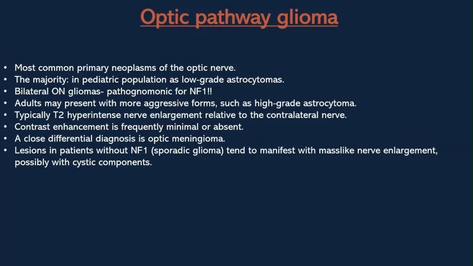Now, optic pathway gliomas are the most common primary neoplasms of the optic nerve. The majority in pediatric population present as low-grade astrocytomas. With bilateral optic nerve gliomas, we should be thinking in terms of NF1. The adults may present with more aggressive forms, such as high-grade astrocytomas. These typically are T2 hyperintense and present with nerve enlargement related to the contralateral nerve. Contrast enhancement is frequently minimal or absent in low-grade gliomas, however, it can be present in high-grade gliomas. A close differential for these will be an optic meningioma. And in patients with sporadic gliomas, these tend to manifest with mass-like nerve enlargement, possibly with cystic components.